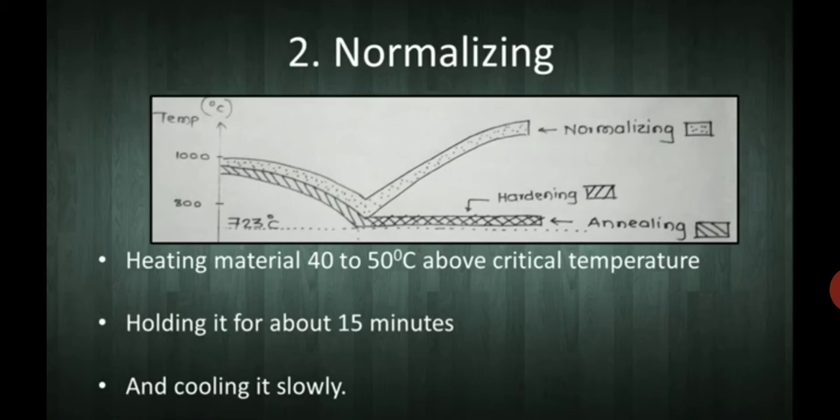Normalizing is done by heating the material 40 to 50 degrees Celsius above its critical temperature. Then it is held at that temperature for around 15 minutes, and then it is cooled slowly. Normalizing is done on cold work parts to remove internal stresses and restructure the material grain. The temperature range for normalizing can be seen in the figure.